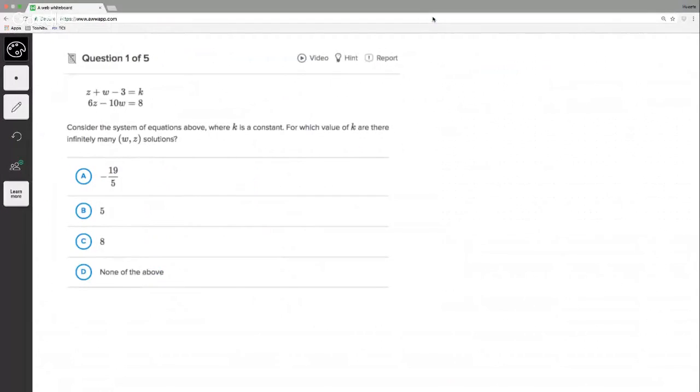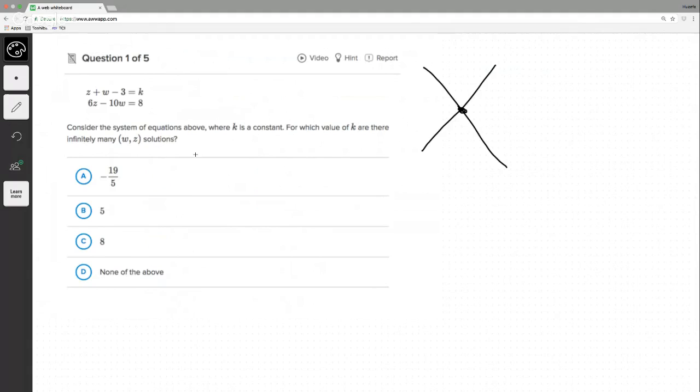So it says question number 1. Solving systems of linear equations, if we want to visually represent them, is basically finding where two lines cross, and we have to find that intersection point. It's got two variables, z and w. In this case it also has k, but k is a constant. For which value of k are there infinitely many wz solutions?